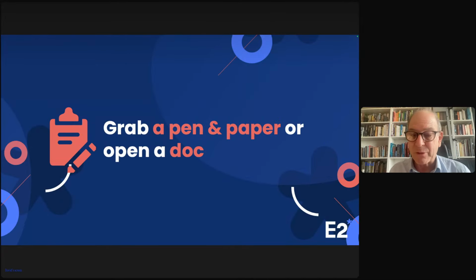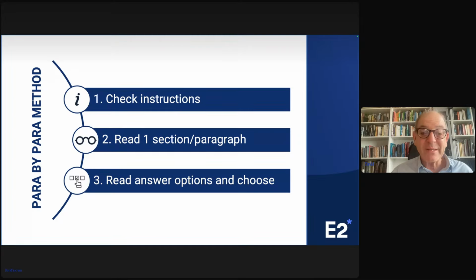Okay, so there are 10 questions and we're not reading them yet. What we're going to do is figure out what to do. So let's just read the instructions to see what the questions are. This one is a matching task. This one is the true, false, not given task. And we're going to talk about methods. So the best way to tackle a text with match information questions is to use the paragraph by paragraph method. We use a very similar method for match headings, another task type. So here's the method. Check the instructions, read one section or paragraph, read the answer options and choose.